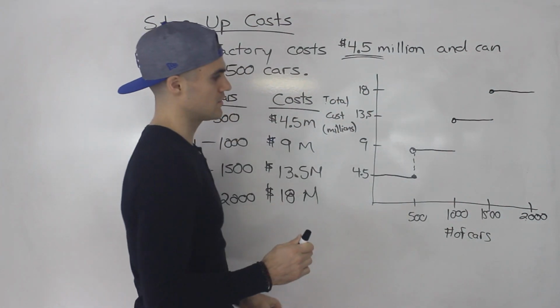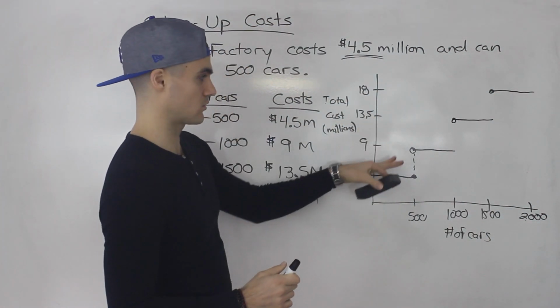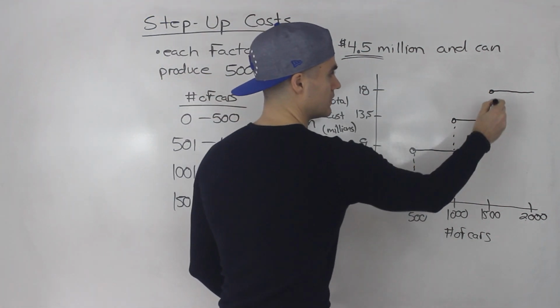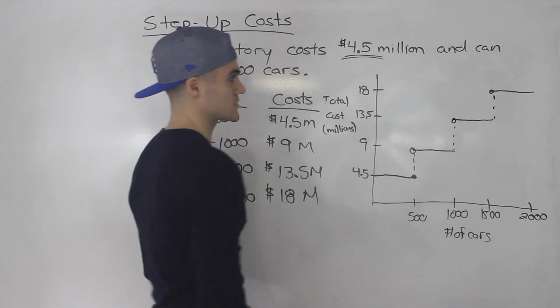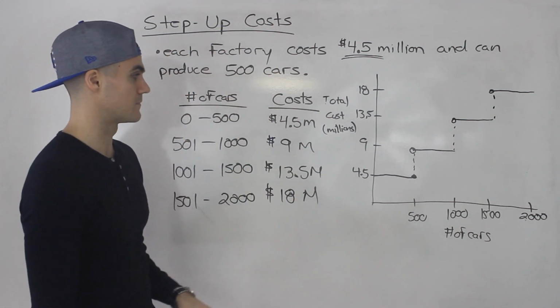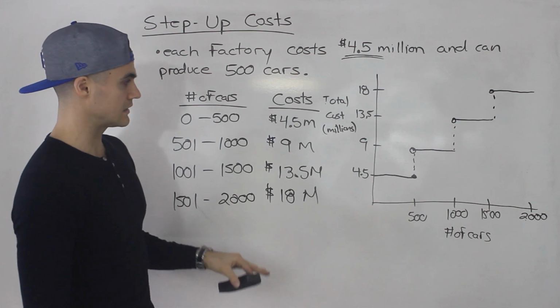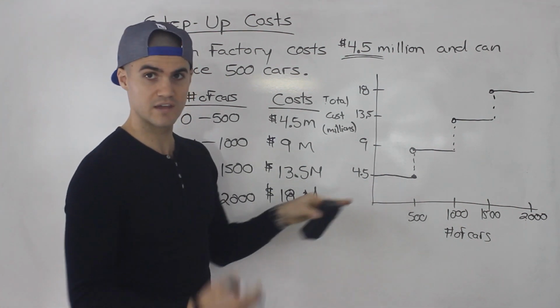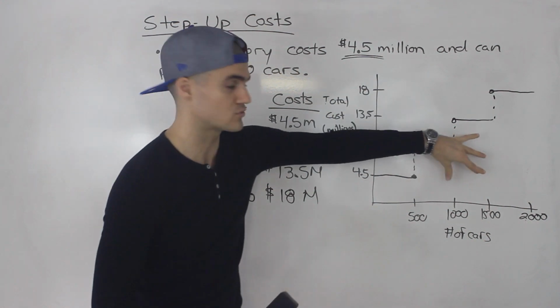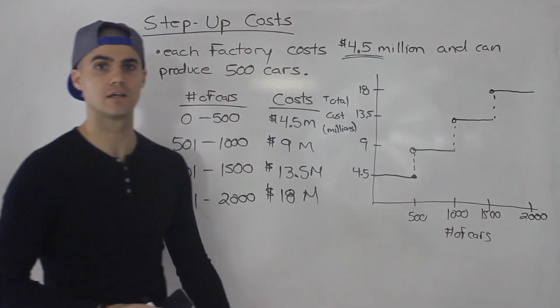So that's going to be like that. Notice how this pattern represents a step pattern. If we connect these with a dotted line, it's like steps. That's where the definition of step-up costs comes from, right? It's basically fixed costs within certain ranges. And usually the fixed costs are going up as the output increases.